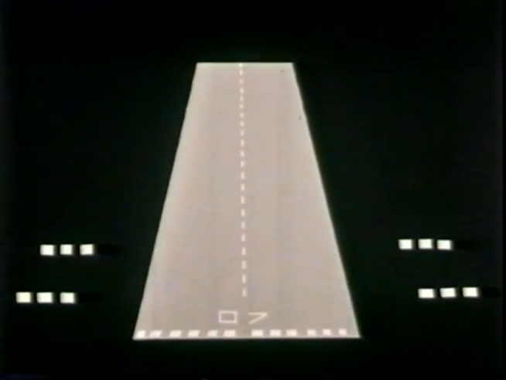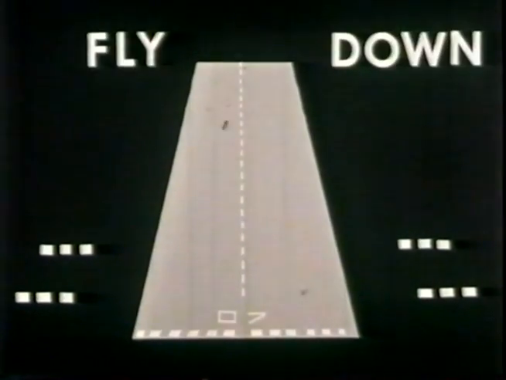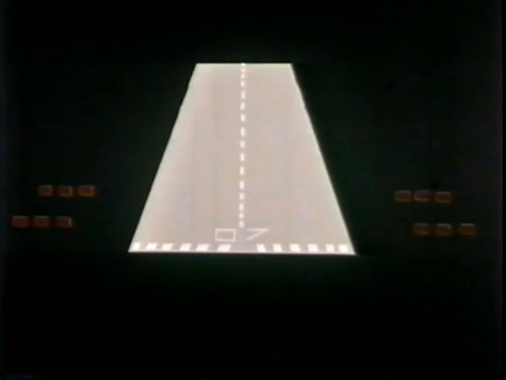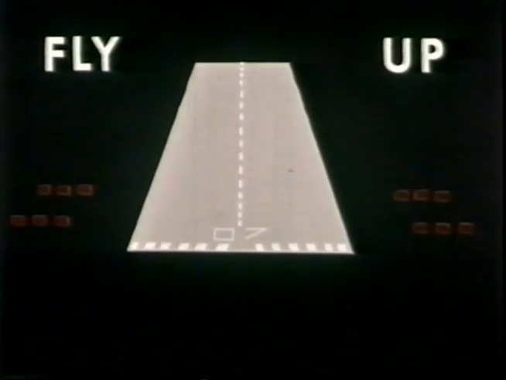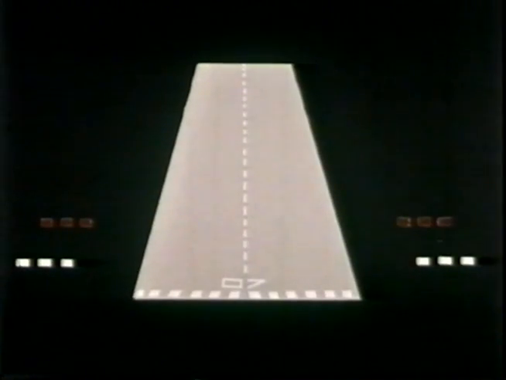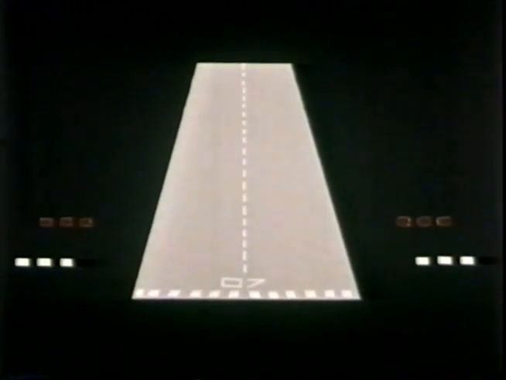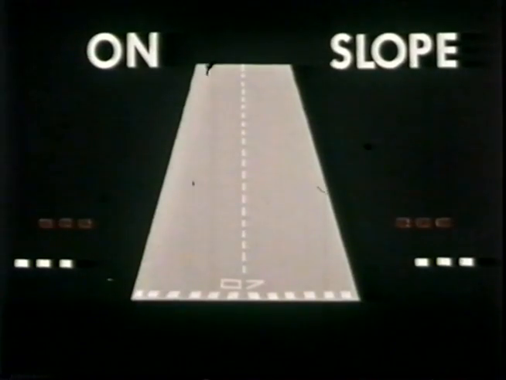When both upwind and downwind bars are white, the aircraft is too high. When both are red, the aircraft is too low. The correct slope is indicated when the upwind bar is red and the downwind bar is white.